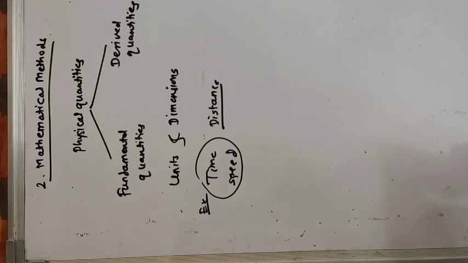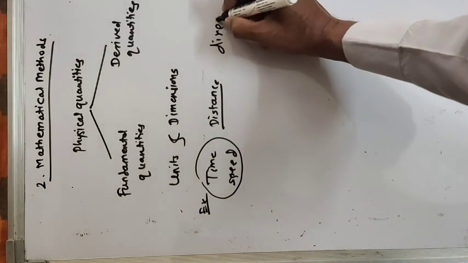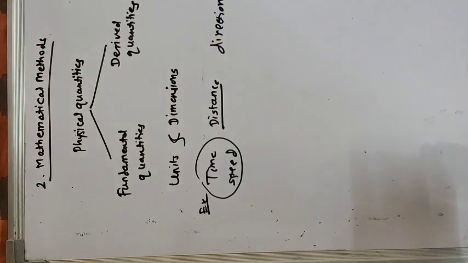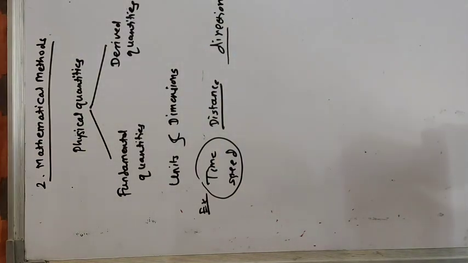But we cannot find out where the person exactly reached unless we know the direction in which that person walked. Direction is most important to give the final destination of the person. So this is one more term added in this chapter.